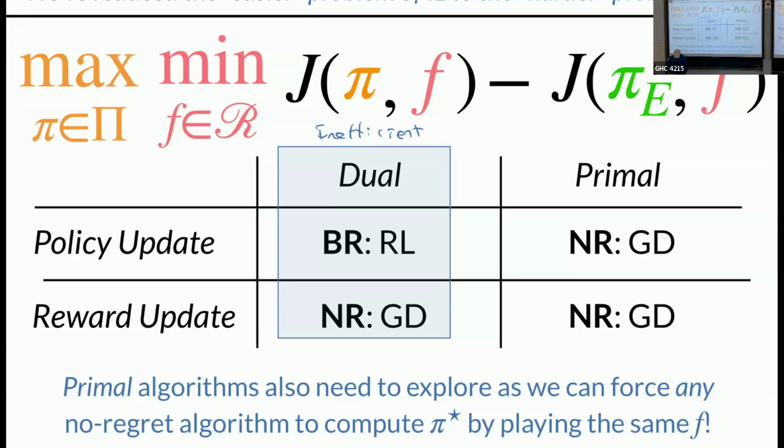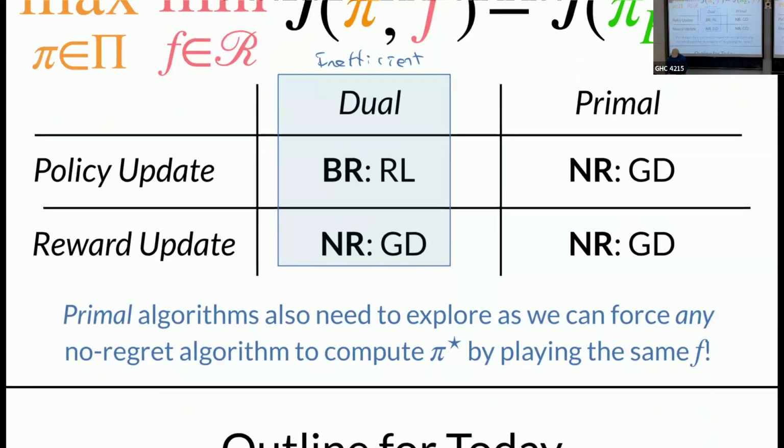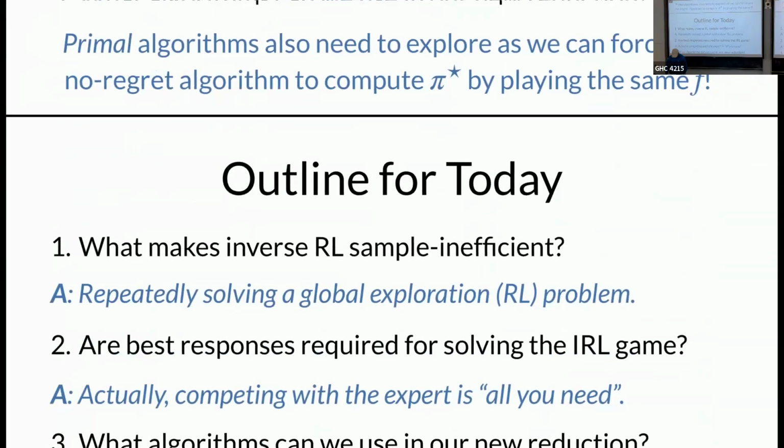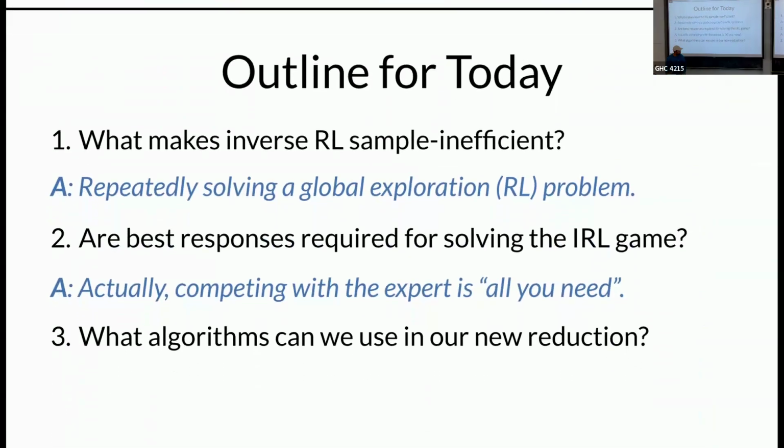So let's move on then. The next thing I'm going to try and give you an argument for is that we don't actually need to be doing best responses in inverse reinforcement learning. All we need to do is consistently compete with the expert.